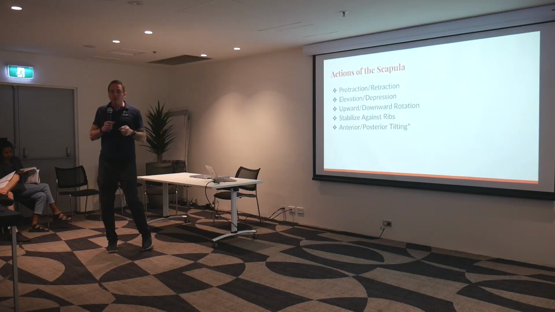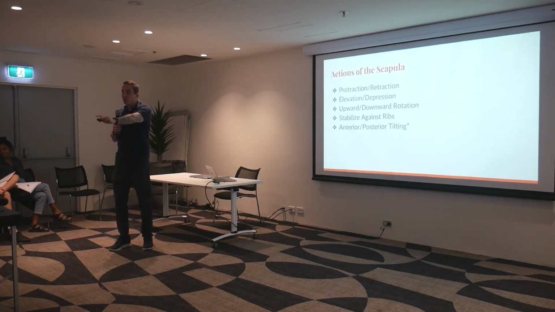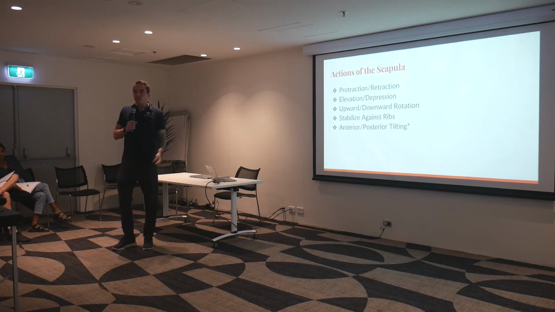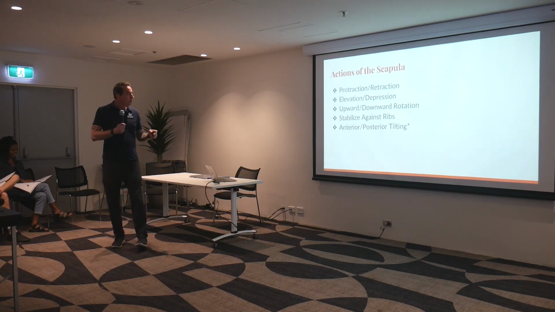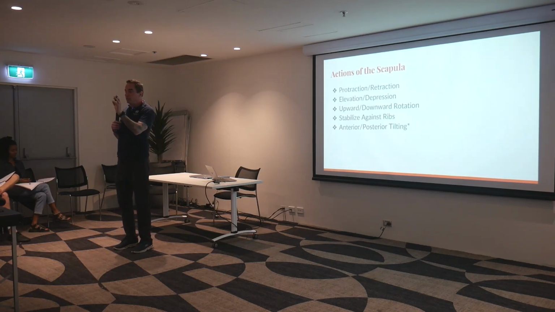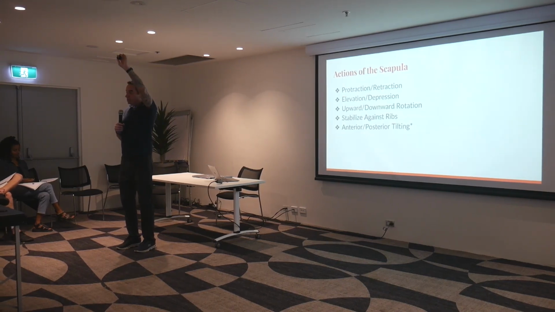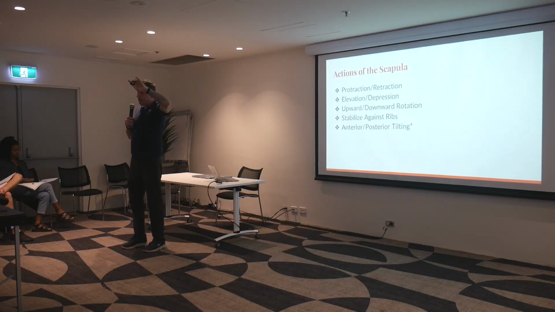So the actions, this is just vocabulary, but protraction is when the shoulder goes forward, when the scapula goes forward. Retraction is pulling back. Elevation looks like a shrug. Depression is the opposite, pushing down. Upward and downward rotation. Upward rotation is when the scapula goes up on abduction or flexion, and then downward rotation is when the scapula goes down on extension and adduction.